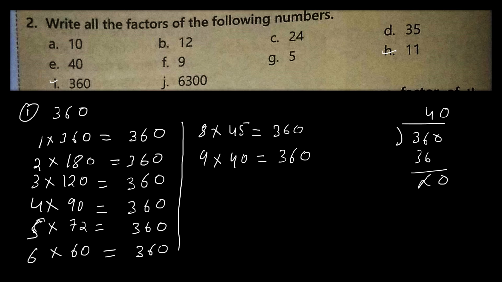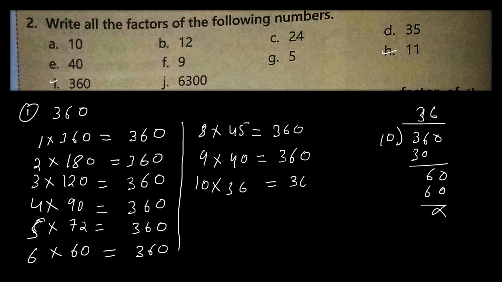Yes, it is possible to divide by 10 because the last number is 0. So by 10, 10 3s are 30. So this 6, this 0, 6 is a 60, done. So yes, 10 multiplied by 36 is equal to 360.